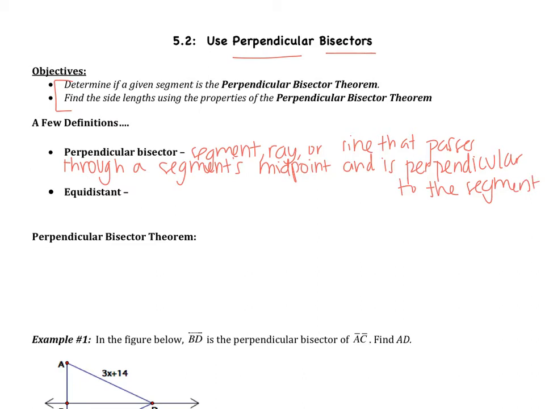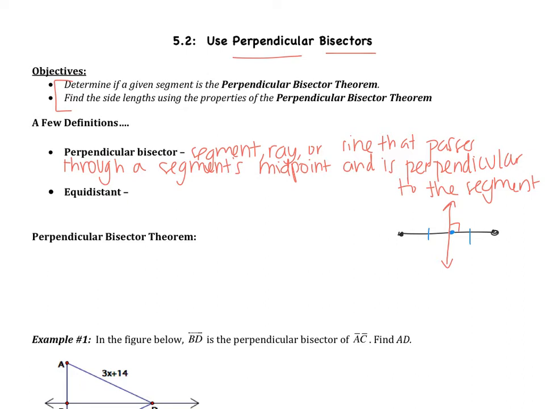So drawing ourselves an example, if I have some segment and I put my midpoint in, so that's how I show it's a midpoint. The perpendicular bisector is going to go through that midpoint, so it's going to bisect the segment, and it's going to be perpendicular.